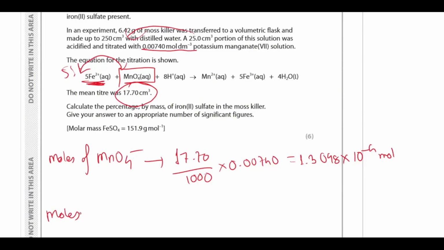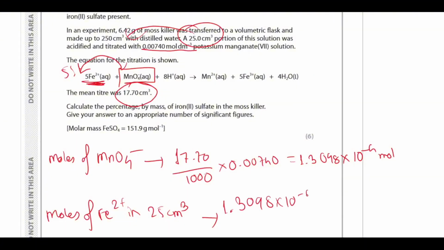So we are basically calculating the moles of Fe2+ in the 25 cm³ solution. That would be 1.3098 times 10 to the power -4 times 5 moles, because that's the ratio. Eventually you'll get 6.549 times 10 to the power -4 moles. So that's the moles of Fe2+ in 25 cm³.